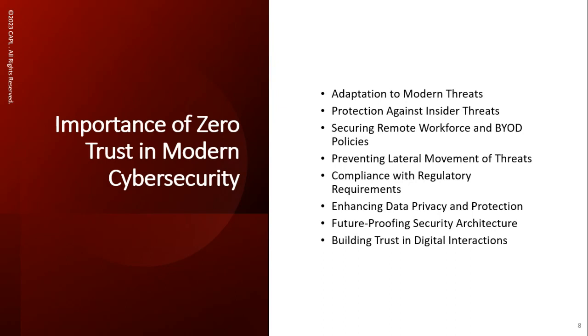Now, many industries and regulatory bodies have strict compliance requirements regarding data protection and security. Implementing zero trust basically can help organizations to meet all those compliance standards such as GDPR, PCI DSS, HIPAA, etc., by ensuring proper access controls, data encryption, and security monitoring. This basically ensures compliance with regulatory requirements, enhancing data privacy and protection, and more importantly, future proofing your security architecture.